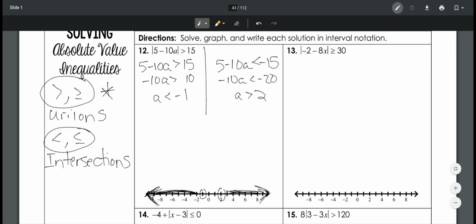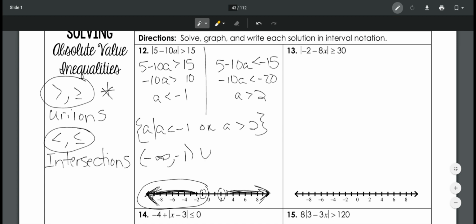So now my set builder notation is all real numbers a such that a is less than negative 1 or a is greater than 2. And my interval notation would be the interval negative infinity to negative 1. That represents this part of the graph. Union that with 2 to positive infinity. That interval represents the second part of the graph. So I have done everything it said. I solved it, I graphed it, and I wrote each solution in interval notation. I also showed you set builder notation.